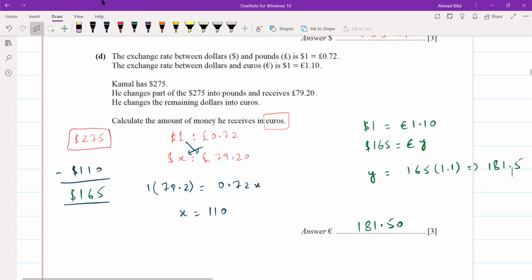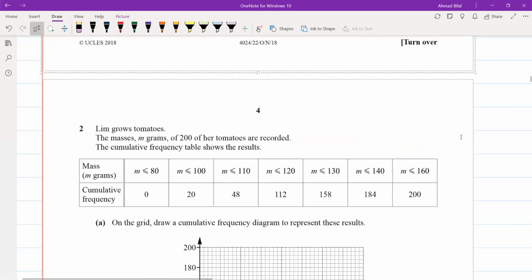Is that okay? Is this clear? Does this make sense? Yes, sir. Okay, good. Let's move on. Let's look at question number 2.